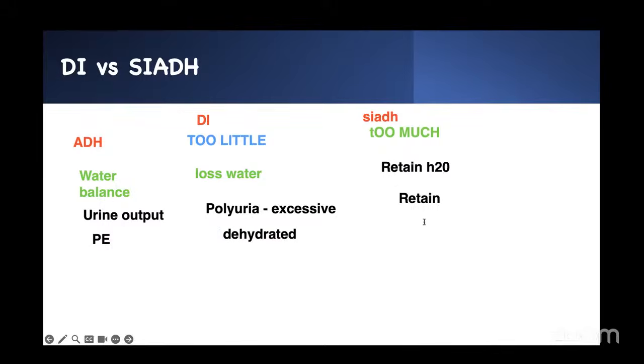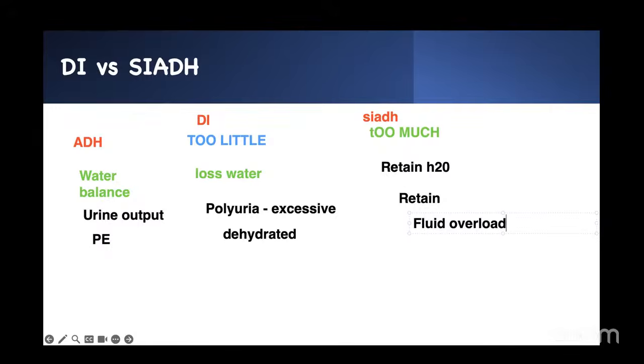And these people, they have what? Fluid overload. You see the picture now? This is the way you see. This is a long lecture, but this is the easy way, right? Now I have physical exams. DI patient is dehydrated. SIADH patient is overloaded with fluid.